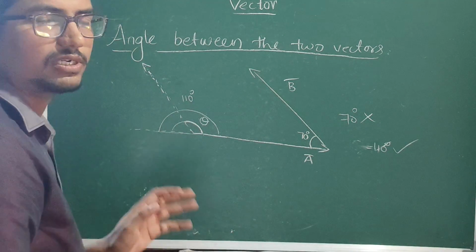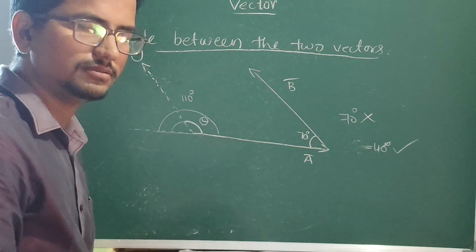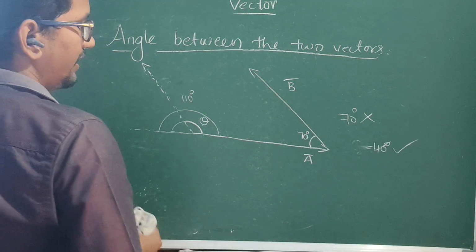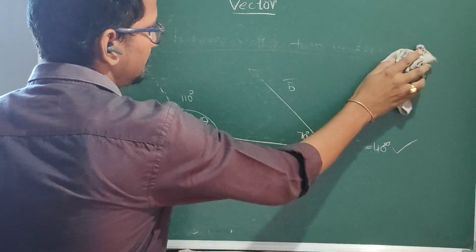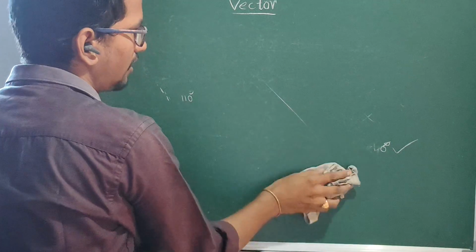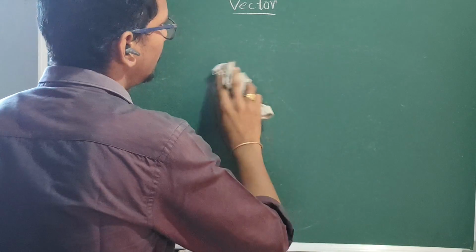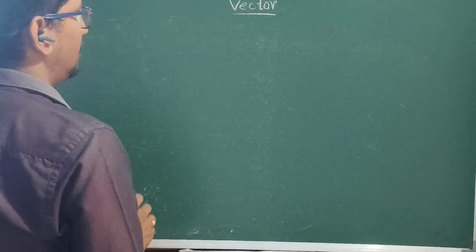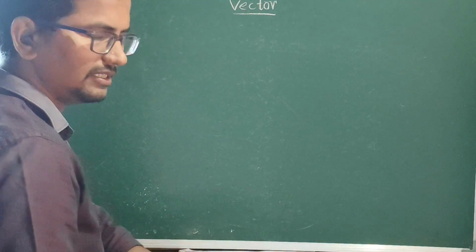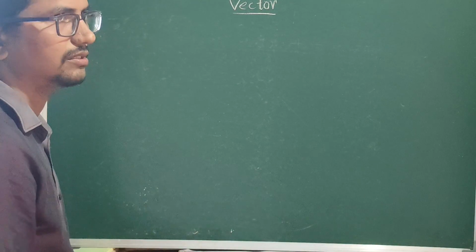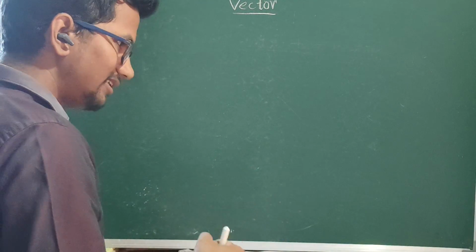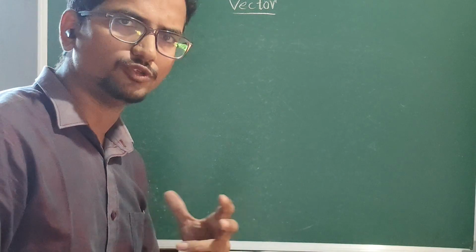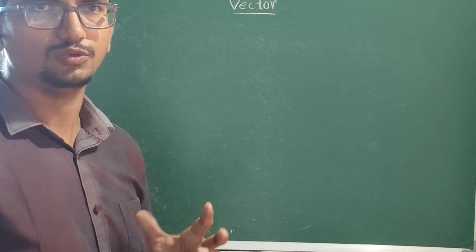Okay. In this way, one example of the angle between the two vectors. Are you able to understand how you can find the angle between the two vectors? Either tails or heads of the two vectors make an angle theta. That's called the angle between the two vectors. And next one, how to add the two vectors, how to subtract the two vectors.